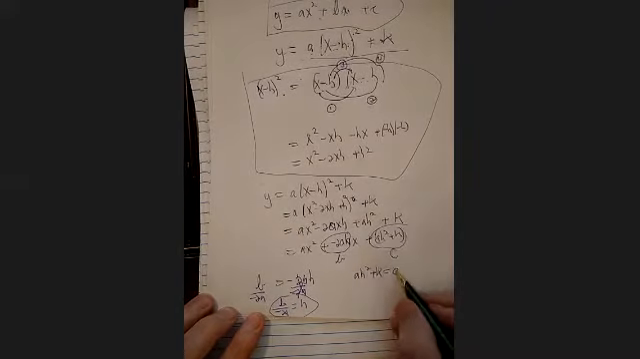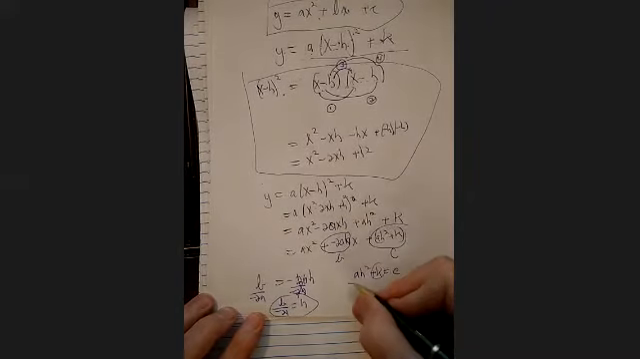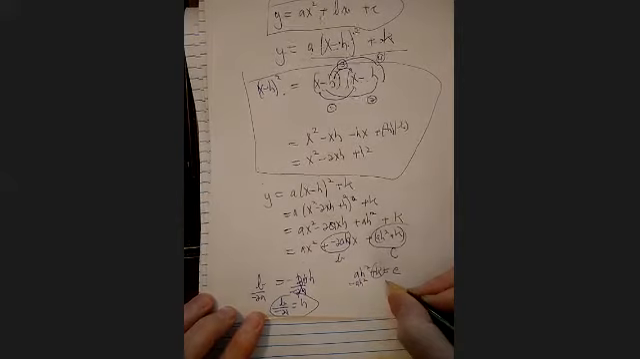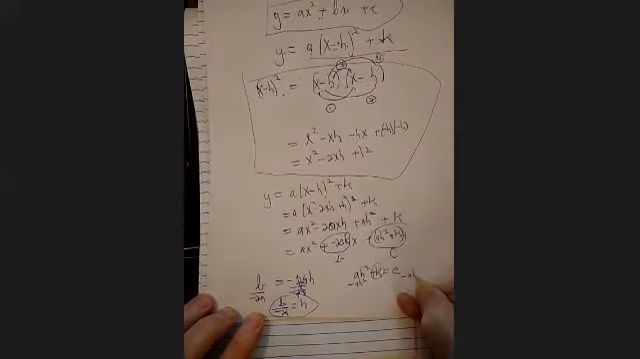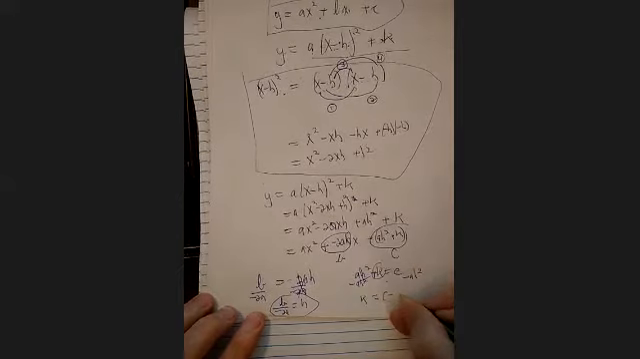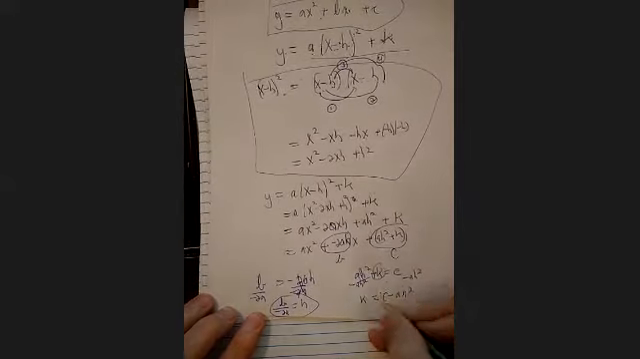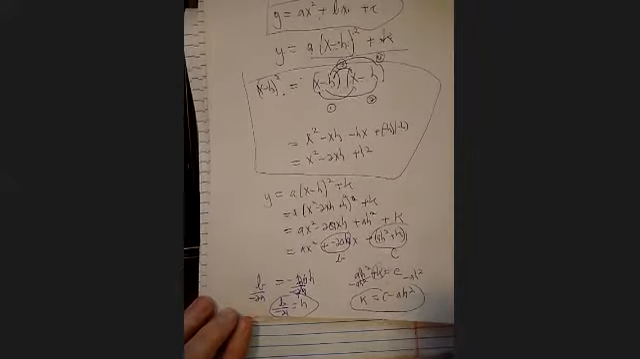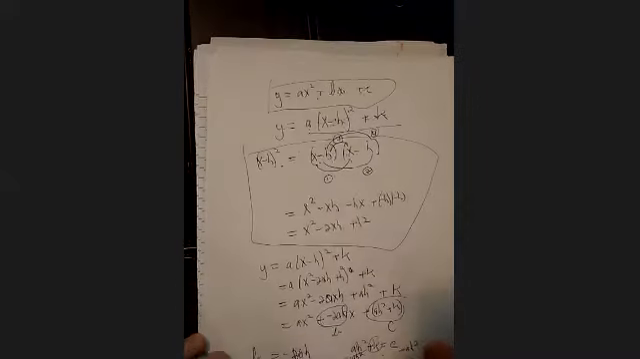And then over here, I can solve for k. I subtract ah squared from each side, and I get k equals c minus ah squared. So those are my two key formulas. I'm going to rewrite them on the next page.